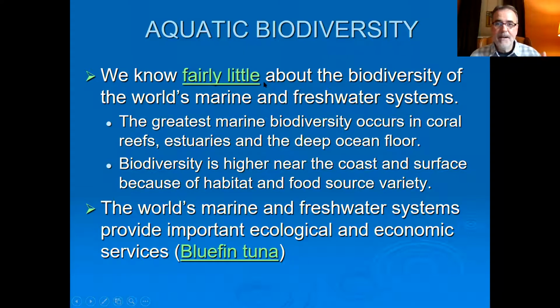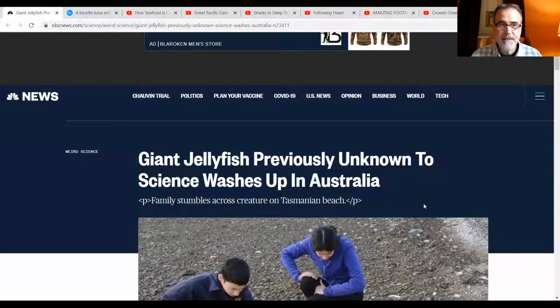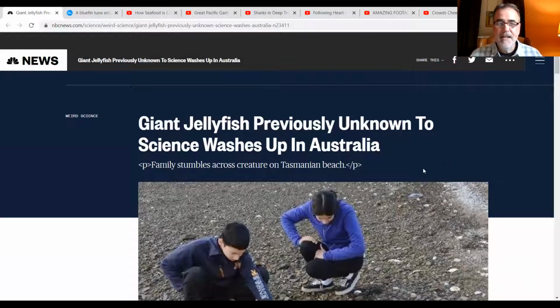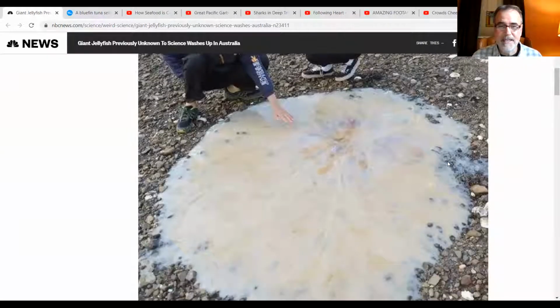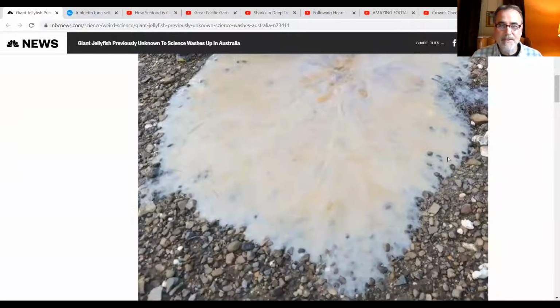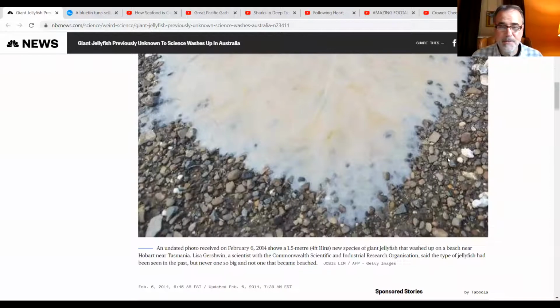So to make the point about how we know fairly little about the biodiversity of the world's marine systems, let me just share this with you too. Look at this story. So a couple was walking on the beach, right? And they see this huge thing that has washed up. They call the officials and they're like, what is it? And they're like, well, it's a jellyfish, but we have never seen it before either, right? So giant jellyfish, previously unknown to science. Look at that thing. It's over 5 feet wide.